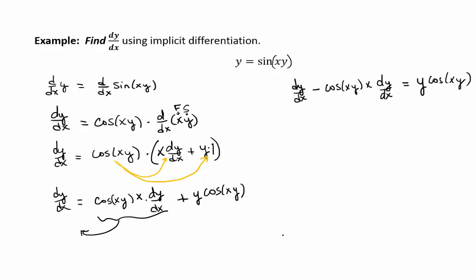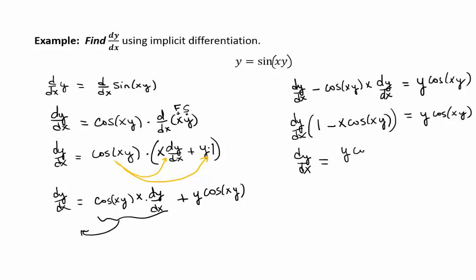Okay, now what? It's always the same at this point. Factor, good. dy/dx times 1 minus, I'm going to write that x in the front, x cosine of xy equals y cosine of xy. And then what's always the next step? After you factor, divide, good. dy/dx equals y cosine of xy over 1 minus x cosine of xy.